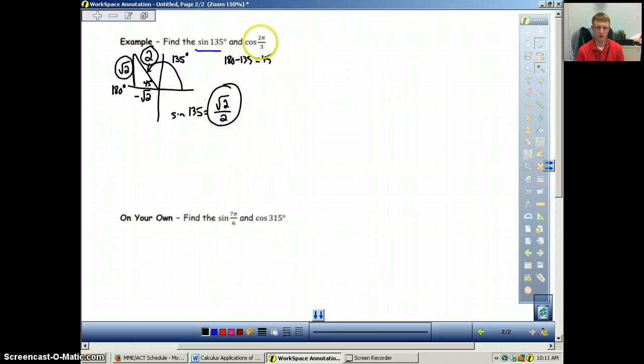Okay, let's talk about the cosine of 2 pi over 3. Well, our first step here is figuring out what 2 pi over 3 is as degrees. So 2 pi over 3 converts to 120 degrees. So what I do is I draw my coordinate plane again. I want to go 120 degrees. So there's my 120 degrees. Create my ray and my triangle.